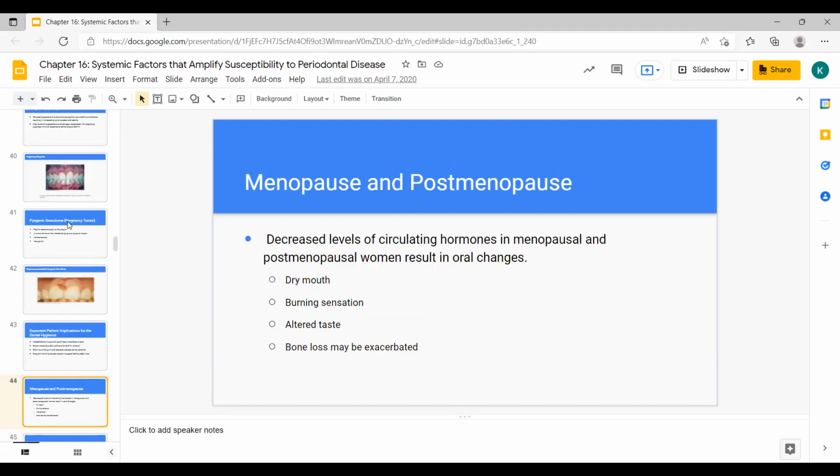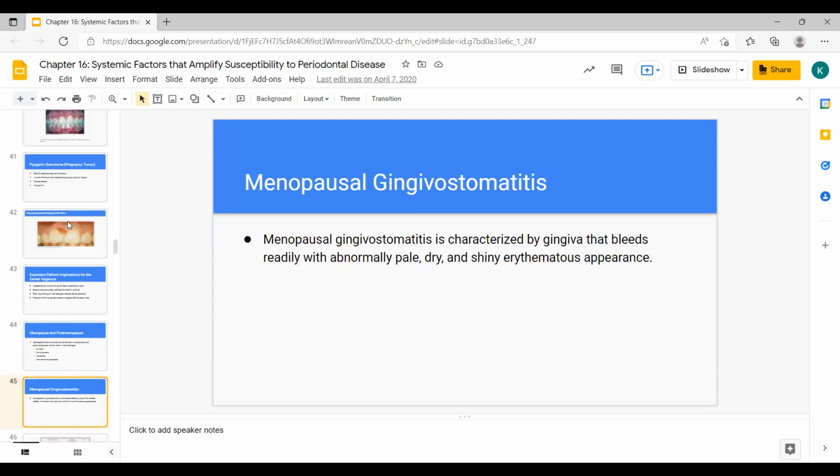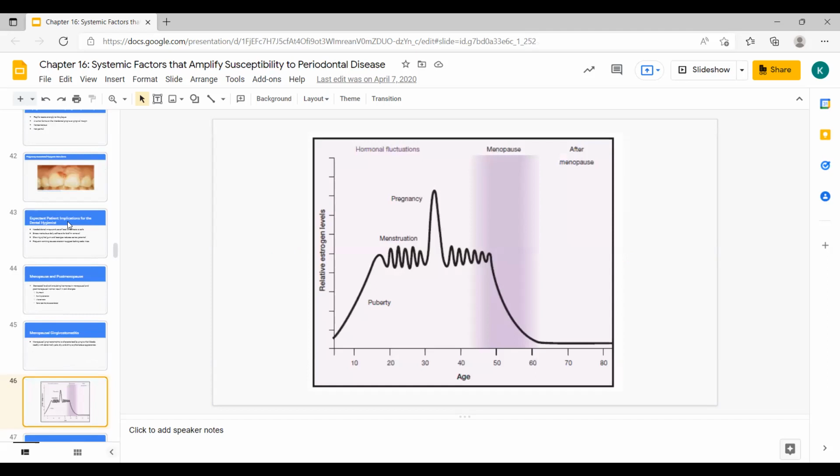Menopause and postmenopause, we'll see decreased levels of circulating hormones in menopausal and postmenopausal women, resulting in oral changes: dry mouth, burning mouth, altered taste, and bone loss may be exacerbated. Menopausal gingivostomatitis is characterized by gingiva that bleeds readily with abnormally pale, dry, and shiny erythematous appearance. Okay, so this is just showing the relative estrogen levels. Okay, drops off way at 60.